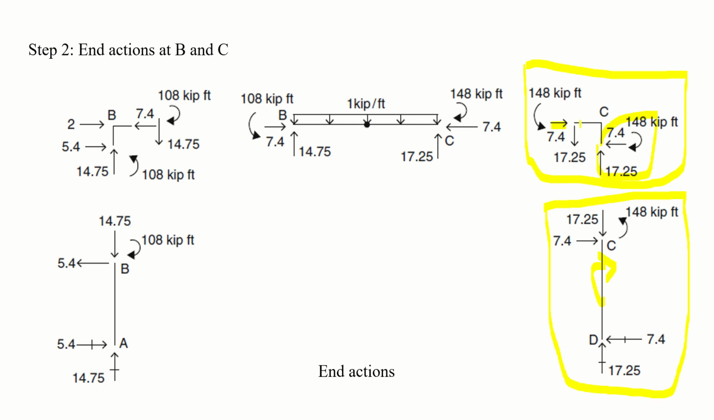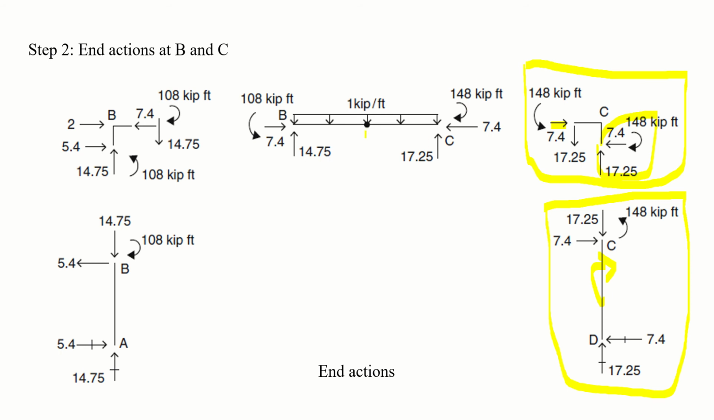Okay, you have satisfied the equilibrium of joint C. Now, coming to member BC. So, apply the opposite forces as compared to the joint C to make it in equilibrium. So, 7.4 in the leftward direction, 17.25 in upward direction, and opposite to this counterclockwise 148 in the clockwise direction.